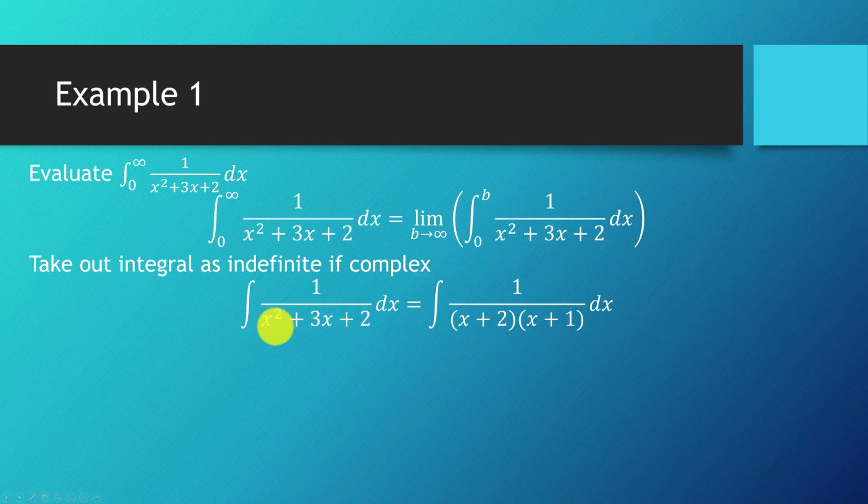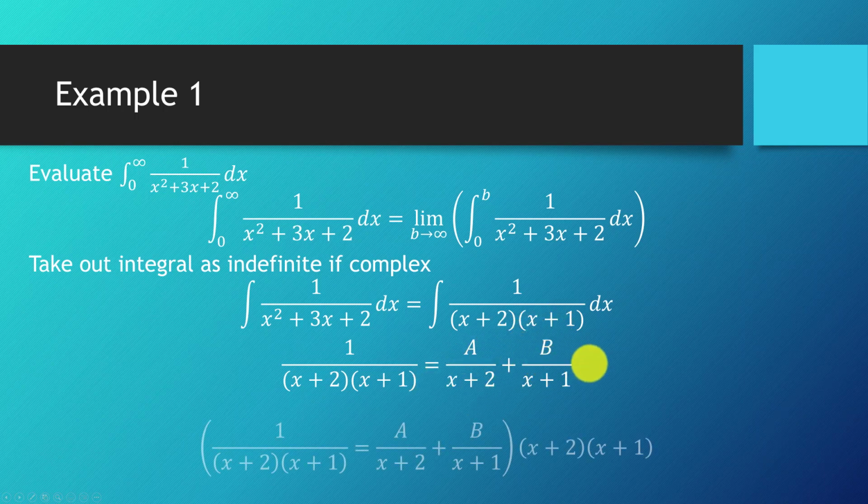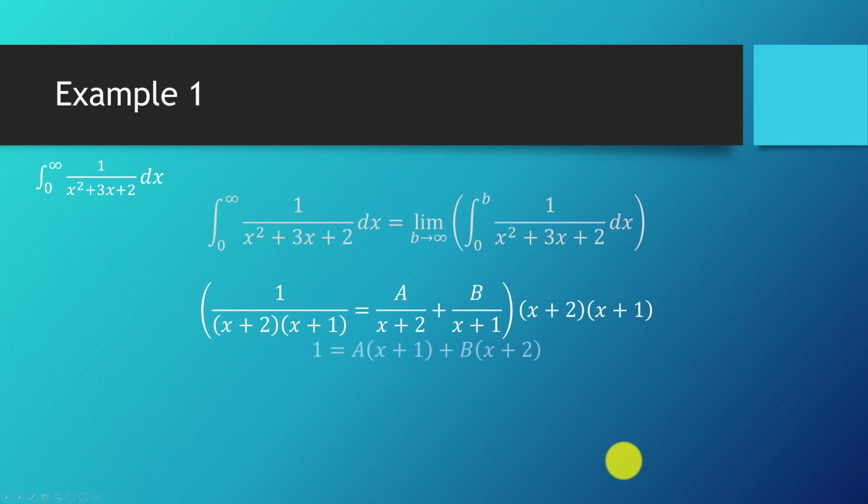So we can factor this: x squared plus 3x plus 2 equals x plus 2 times x plus 1. And then this becomes a partial fractions problem. So I'll take out that 1 over (x plus 2)(x plus 1). That's the same as A over x plus 2 plus B over x plus 1. We'll multiply both sides of this equation by those two factors. And then we will simplify.